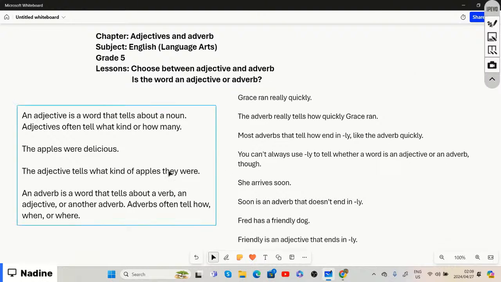So with an adjective, we see that it tells us more about the noun. It basically describes the noun, and a noun can be a person, an animal, a place, or a thing.